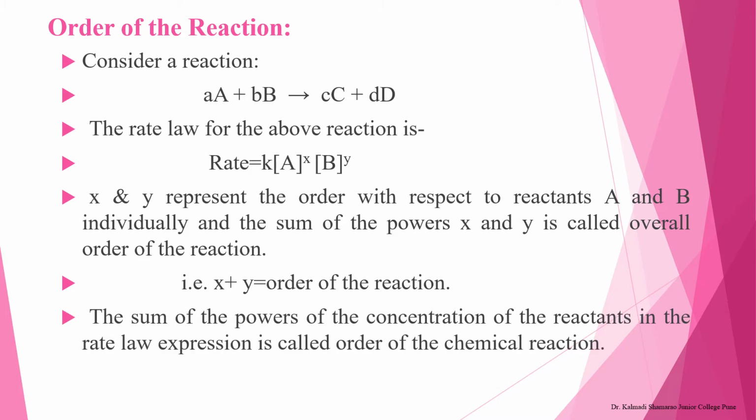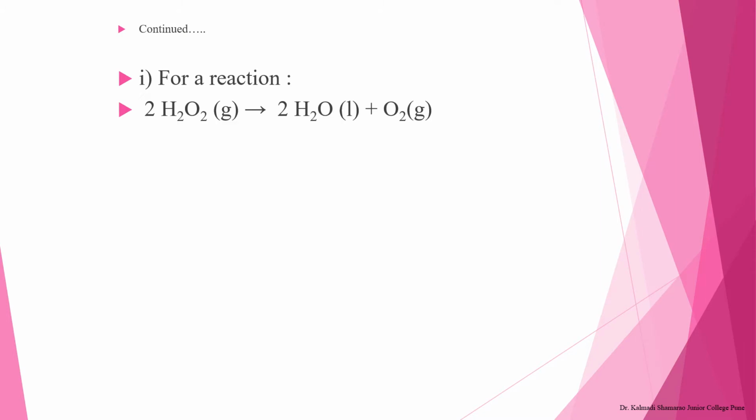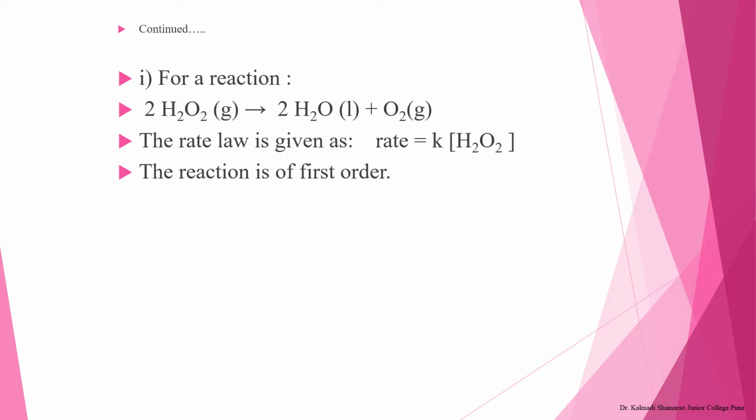The sum of the powers of the concentration of the reactants in the rate law expression is called order of the chemical reaction. For a reaction, 2 H2O2 gives 2 H2O plus O2, the rate law is given as rate equals k into molar concentration of H2O2. The reaction is of first order.